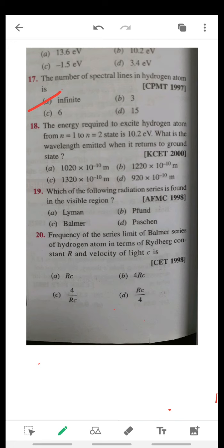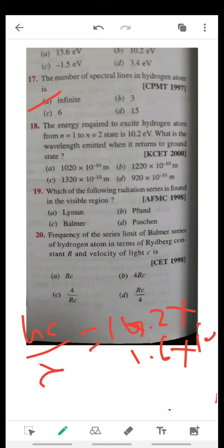Question number 18. The energy required to excite a hydrogen atom from n equal to 1 to n equal to 2 state is 10.2 electron volt. What is the wavelength emitted when it returns to the ground state? We can easily calculate this. The formula is hc divided by lambda, which is equal to E. The energy value is given as 10.2 electron volt, and I am converting it here.